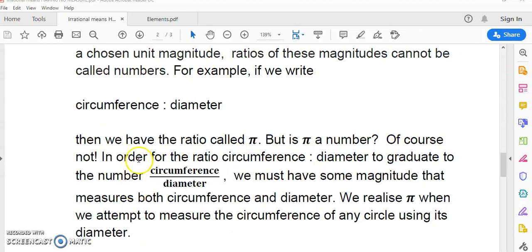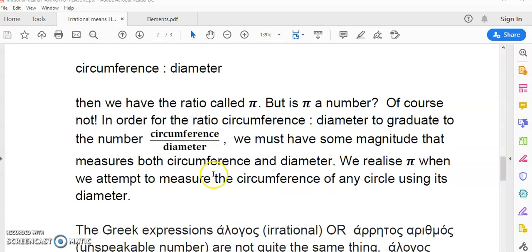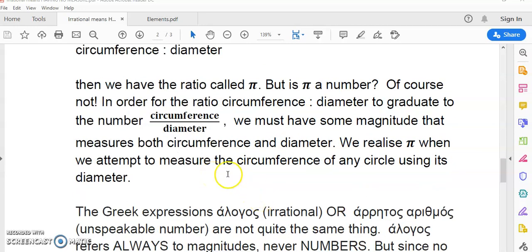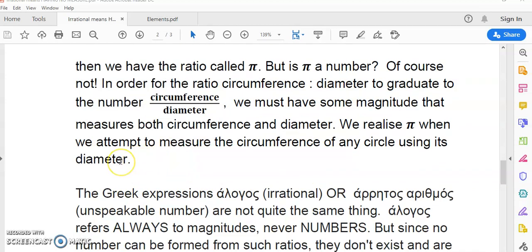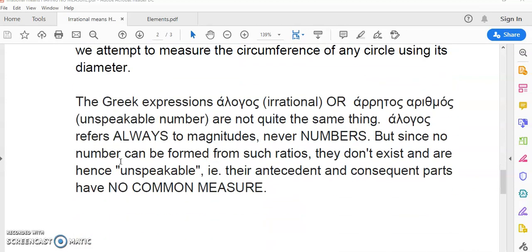Of course not, because in order for this here to graduate to a number, both these aliquot parts need to have a common measure, but they don't have a common measure, right? We know that. We can prove that pi cannot be written as a ratio of natural numbers. So we realize pi when we attempt to measure the circumference of any circle using its diameter.